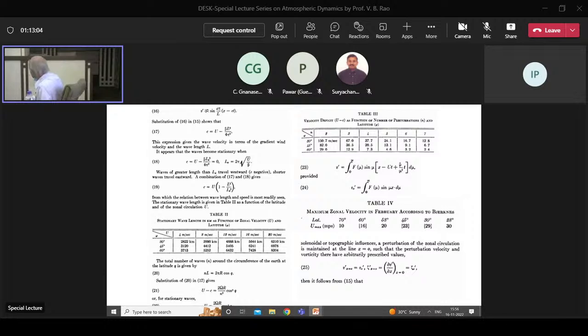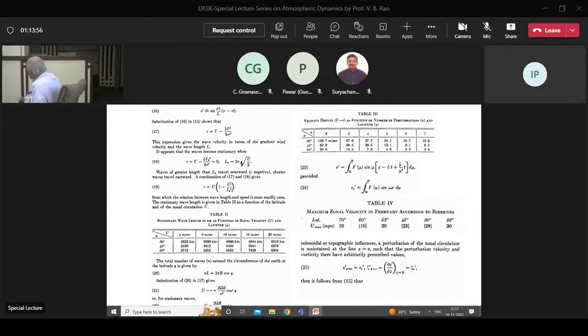What is linear? What is non-linear? What is wave number? Where is the wave number in this? 2 pi by L, yes, dimensions L minus 1. The idea is this: the circumference of the earth at the equator, how much? 2 pi a, where a is the radius of the earth. At latitude phi, what is the circumference? 2 pi a cos phi is the circumference at latitude phi.